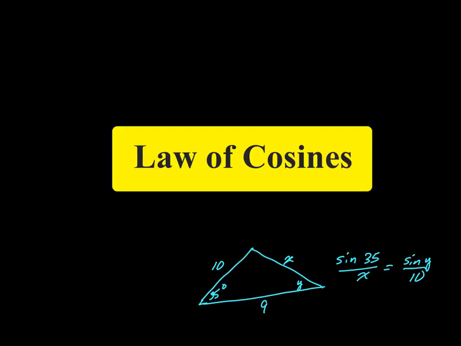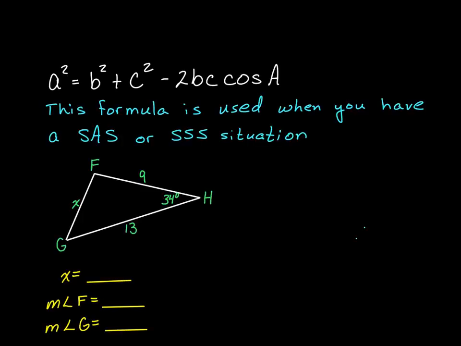So the law of sines can be used to solve triangles in some situations. In all other situations, when it cannot be used, such as this, you are going to be using what is called the law of cosines. Now, this is your formula for law of cosines. You have a squared equals b squared plus c squared minus 2 times b times c times the cosine of angle A.